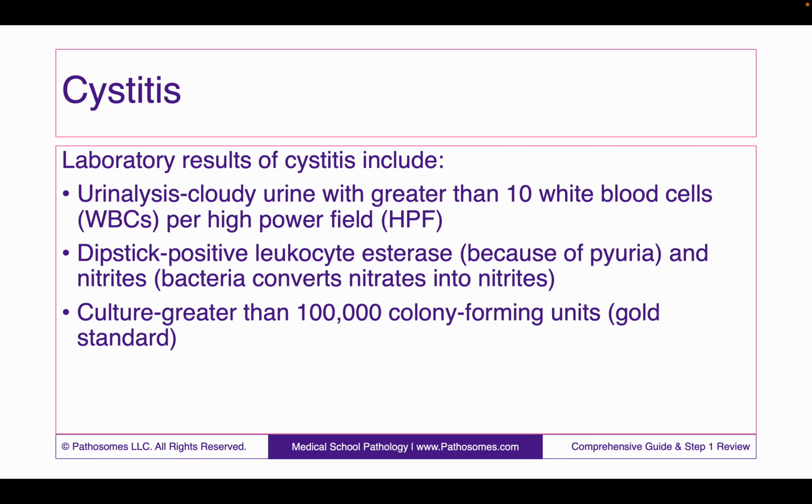Laboratory results of cystitis include, importantly, a urinalysis with cloudy urine with greater than 10 white blood cells per high power field. Also important to note is a dipstick positive for leukocyte esterase, and this is due to the pyuria, and nitrates. And a culture greater than 100,000 colony forming units is the gold standard for diagnosing cystitis.